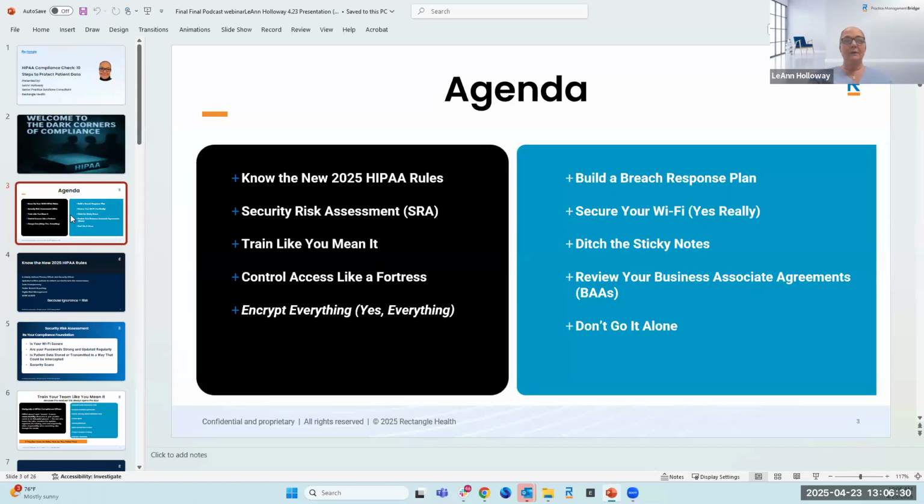So today we're going to talk about how you're going to know what the new rules are for 2025. Security risks, hugely important. Train like you mean it. Control access like a fortress. Encrypt everything. And again, yes, I do mean everything. Build a breach response plan, an emergency response plan. Secure your Wi-Fi. Ditch those sticky notes. Review your business associate agreements. And above all else, don't go it alone.